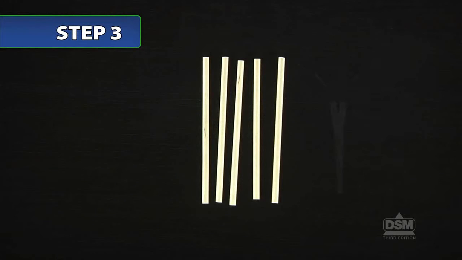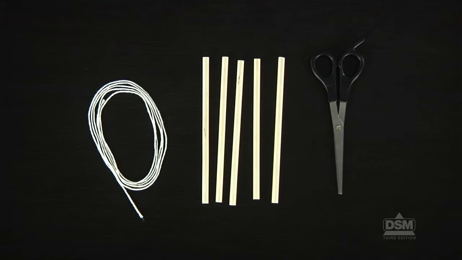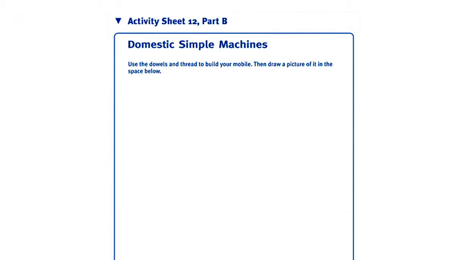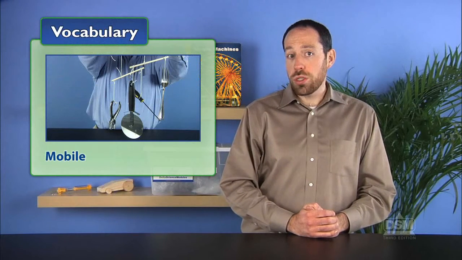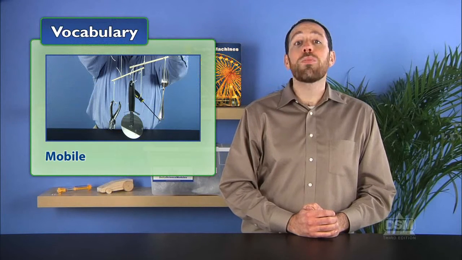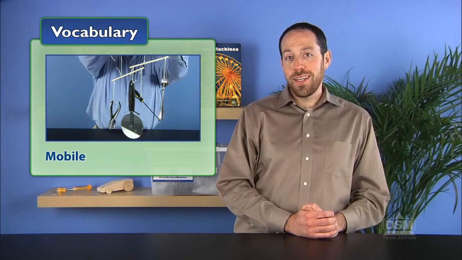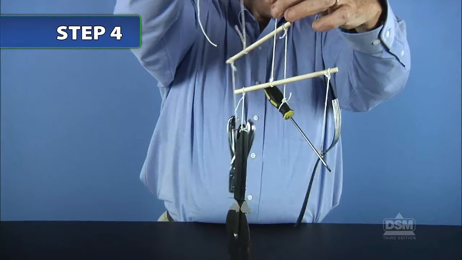Distribute the dowels, scissors, and thread to each team of 4, and a copy of Activity Sheet 12, Part B, to each student. Inform the students that they will construct a mobile, which is a type of sculpture that functions based on some of the same principles they've been studying. Allow time for the teams to construct their mobiles.